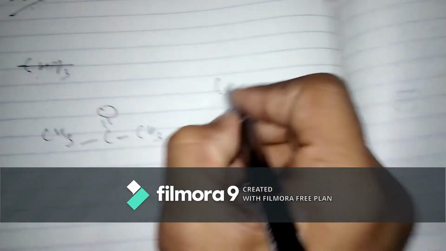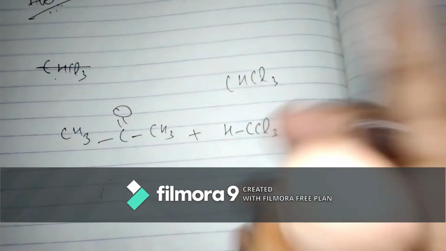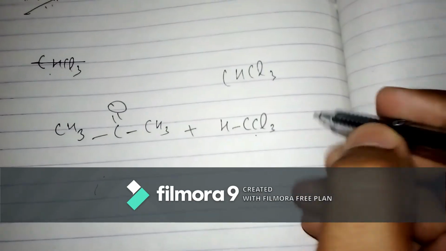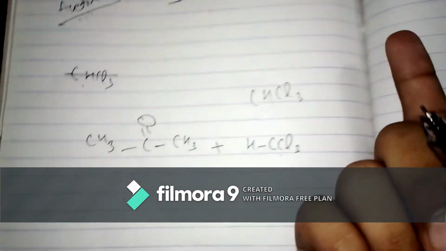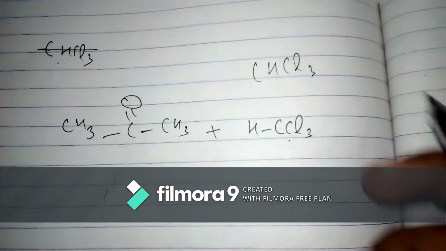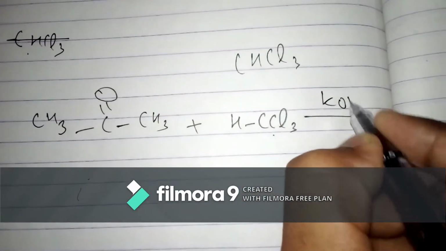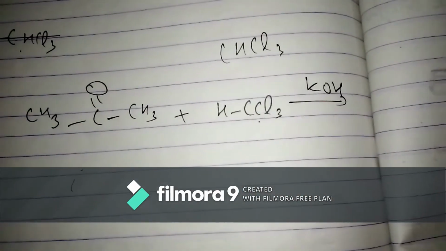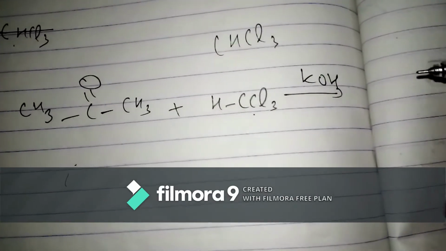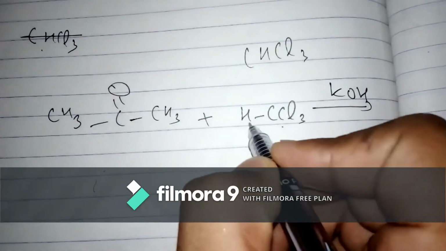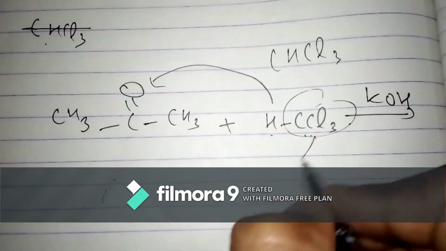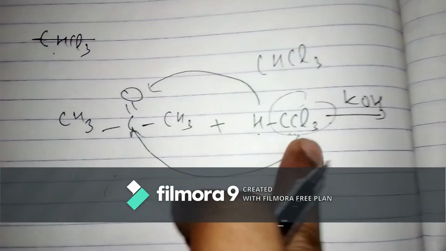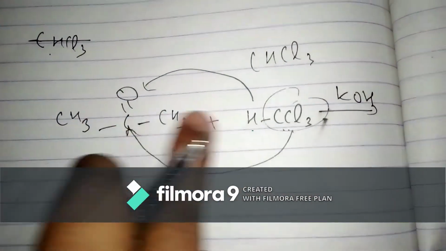Now it doesn't matter, you can even write CHCl3, but to help you understand, I am writing it this way so that I can show you the mechanism of how chloretone is formed. When this reacts in the presence of KOH, potassium hydroxide, as an alkali, the hydrogen goes and adds to the oxygen, and this whole CCl3 goes and adds to the carbon. So it is easy to remember: hydrogen adds there and CCl3 adds there.